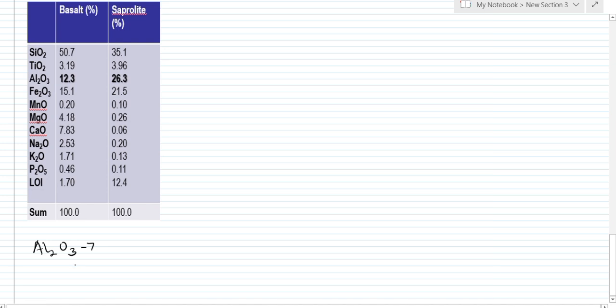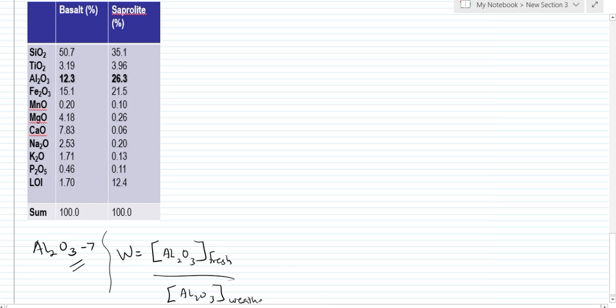Yeah, so that's the main reason why we choose the Al2O3. So if nothing is stated or no factor is given, you can use Al2O3 as your factor. So now, after getting Al2O3 as your factor, there is a need to find your weight factor, W. And since you are using Al2O3, the weight factor is simply going to be the percentage of Al2O3 in the fresh rock divided by the percentage of Al2O3 in the weathered material, which is the saprolite.